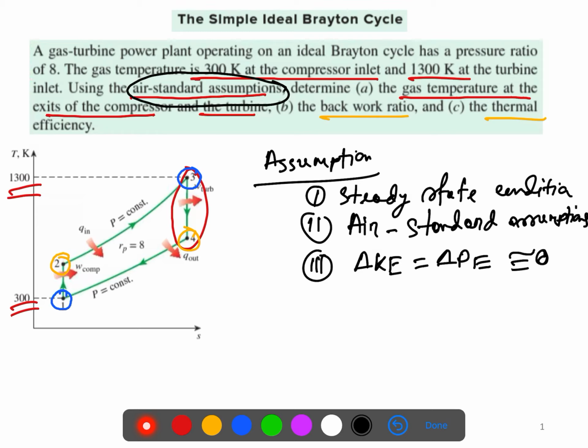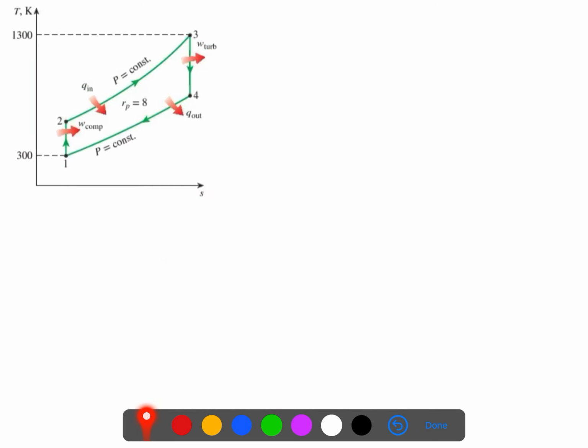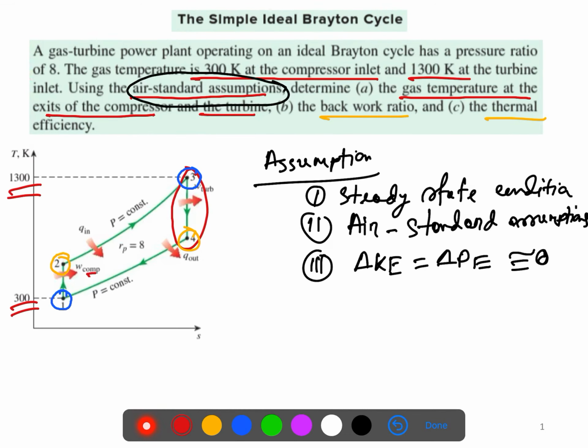So the first part of this question is asking us to calculate the exit temperature of the compressor and the exit temperature of the turbine. So here you see this is the compressor and this is the turbine. So now we will start with the analysis. When we start with the analysis, we actually need the exit temperature. So at first we will calculate it for the compressor. For the compressor, we know the inlet temperature, 300. Okay, and it is the process 1-2.